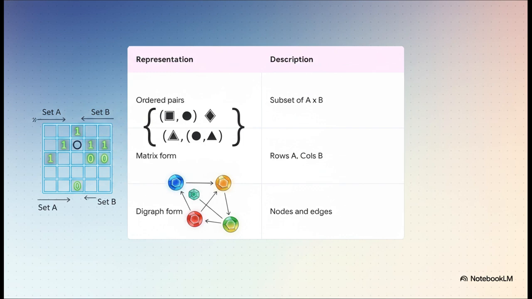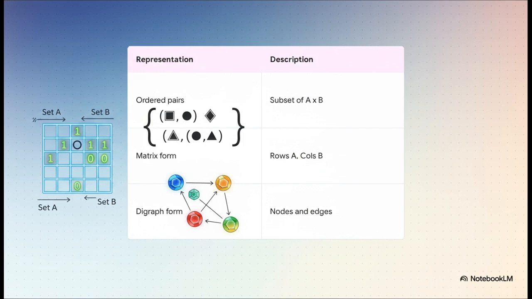But what if we need to feed this exact same information into a computer? Well, then we use the second blueprint, matrix form. Here we're basically creating a grid. The rows represent set A, the columns represent set B, and we literally just pop a 1 in there where a connection exists and a 0 where it doesn't. Super clean. Finally, what if we're visual learners?